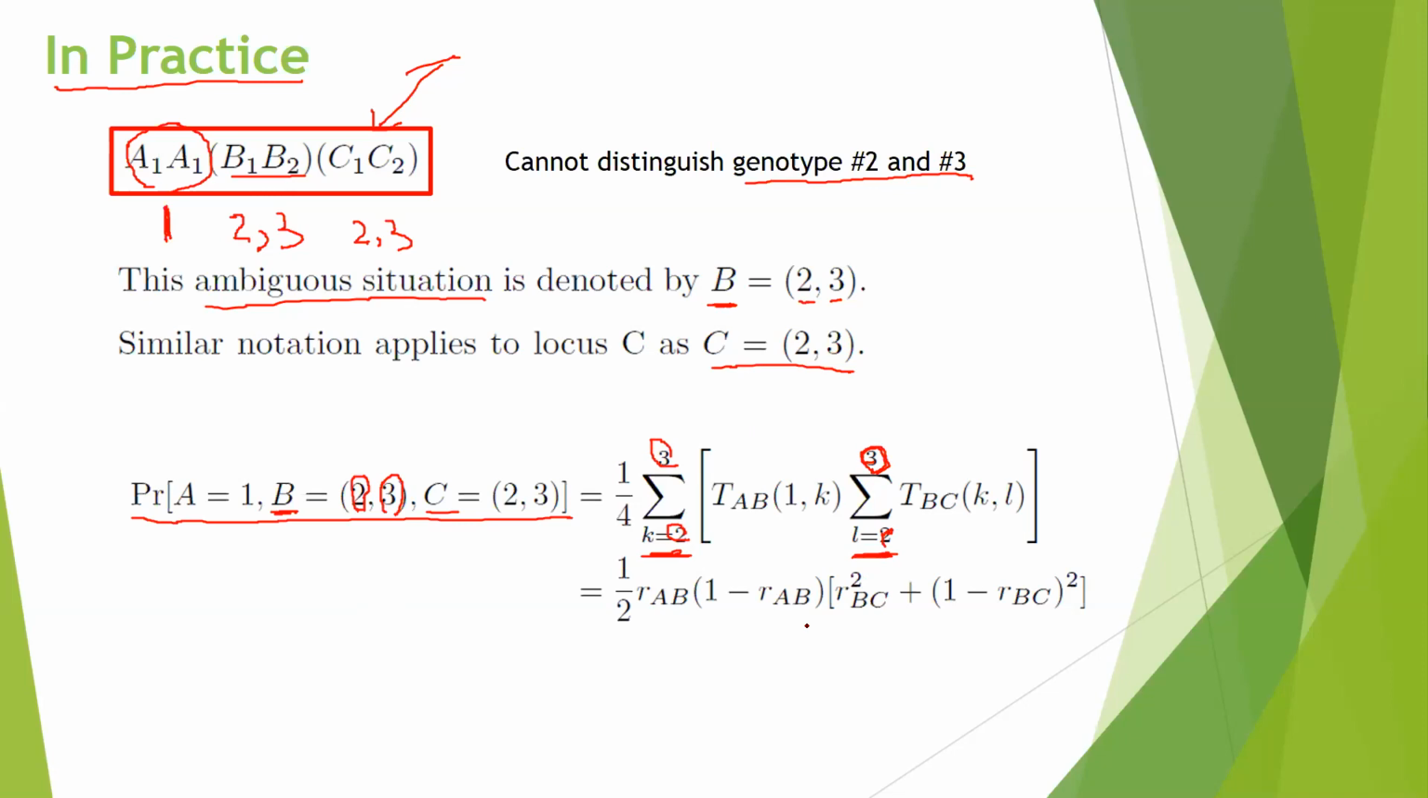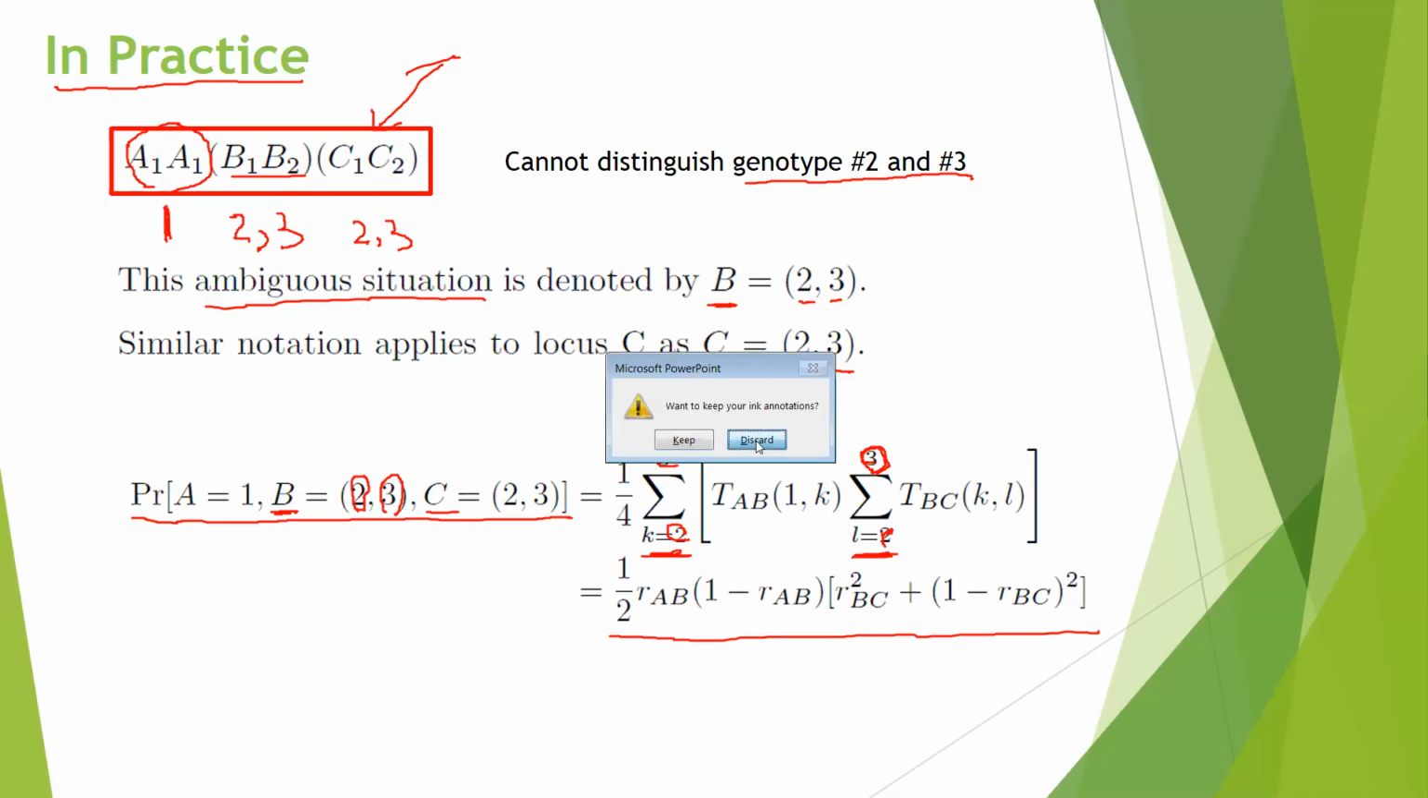Any questions? So this is the answer for this genotype, the joint probability for this genotype. Any questions?